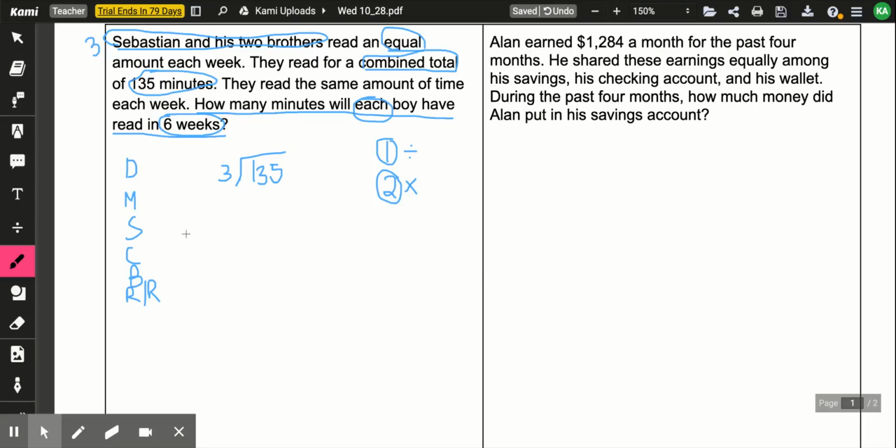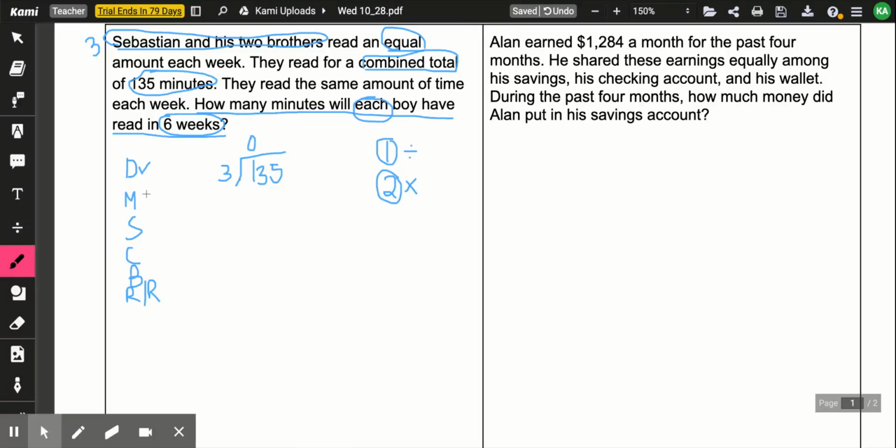Right, so let's do our division steps. We are going to start with divide, but I want to pretend like these 3 and 5 are not here first, and I'm just looking at this 1. So 1 divided by 3. 3 can't fit into 1, so I'm going to put a 0 there.